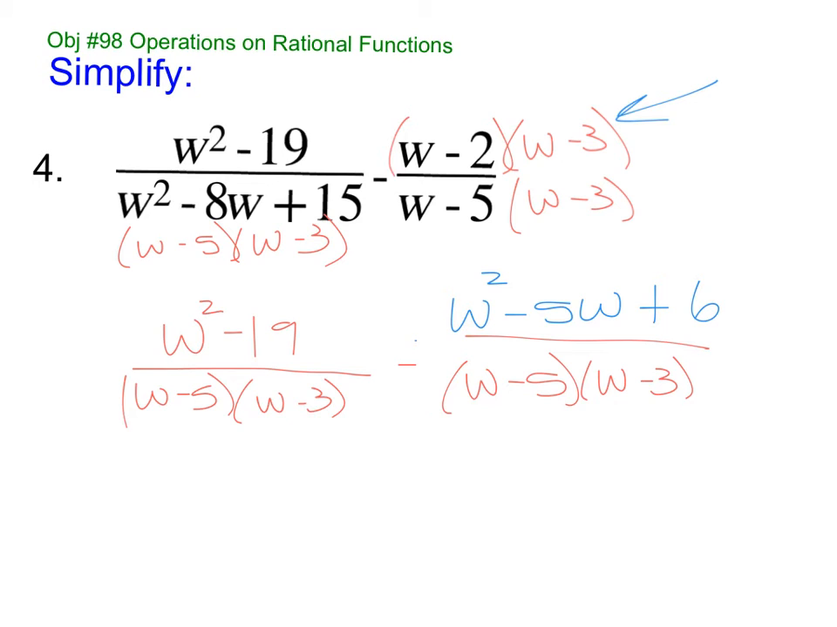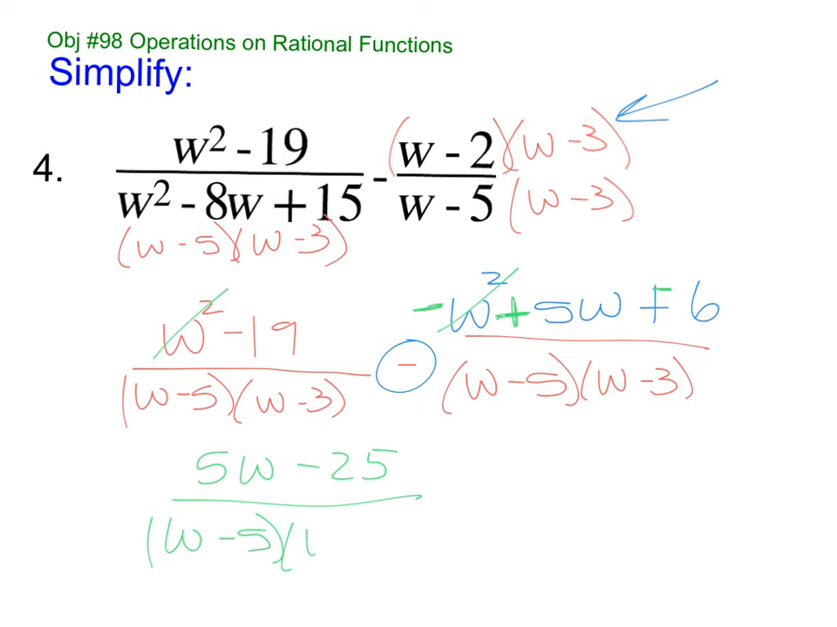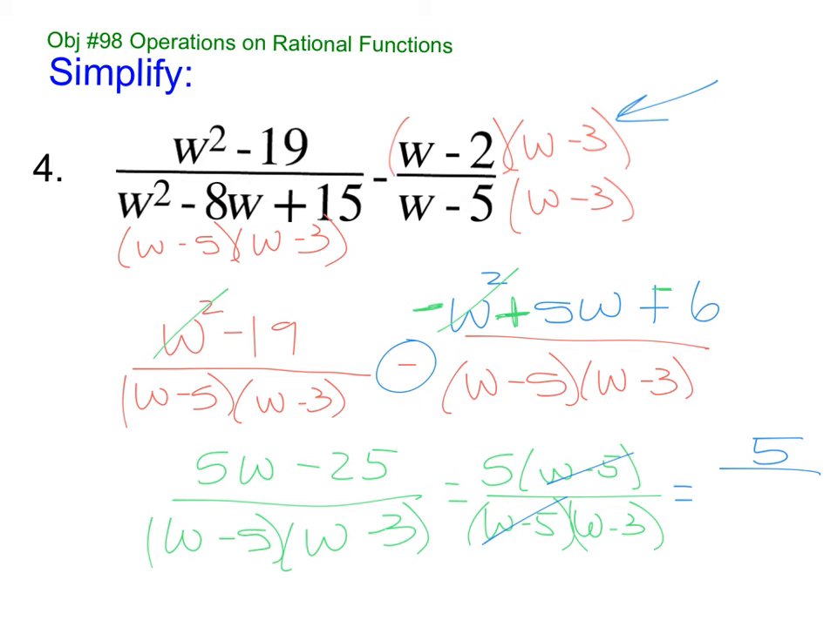All right, so now be careful with the negative ones. What I typically do is I'll go through and just change the signs so that when I combine like terms, it's more accurate. So my w squareds cancel, and I get 5w minus 25 over w minus 5, w minus 3, and then the top actually does factor. And then the w minus 5's cancel. So we end up with 5 over w minus 3.